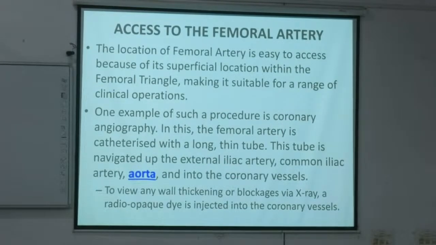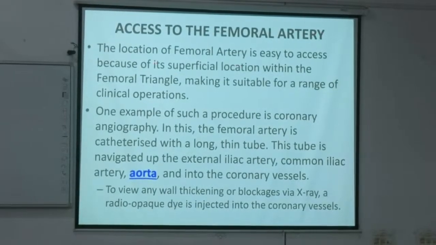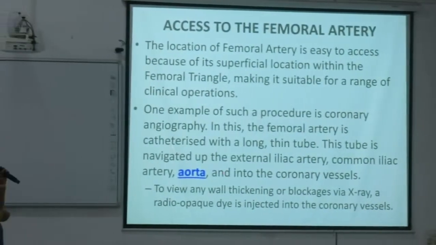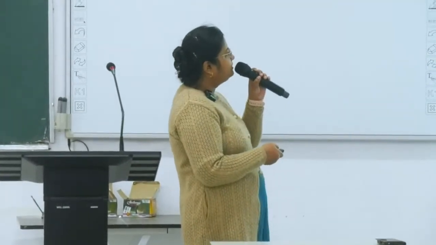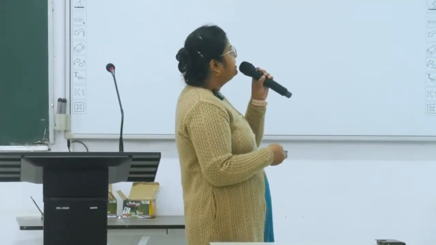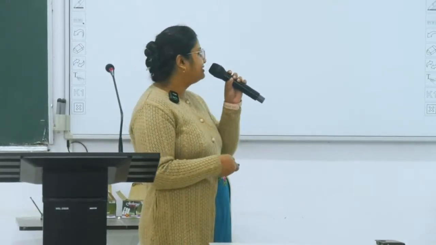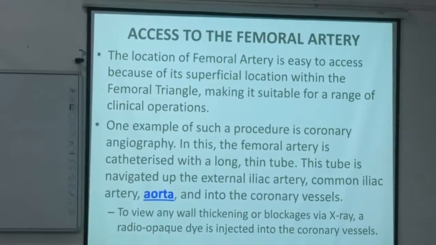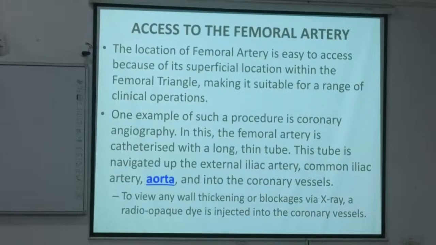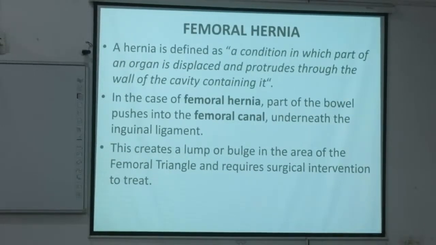These are important. Explain why: why is cardiac catheterization done through femoral artery? Because it is superficial in location and easily accessible, the femoral artery is catheterized with a long thin tube, and this tube is navigated up to the external iliac artery, then common iliac artery, then aorta into the coronary vessels. To view any wall thickening or blockages via X-ray, a radio-opaque dye is injected into the coronary vessels. That is how coronary angiography is done.